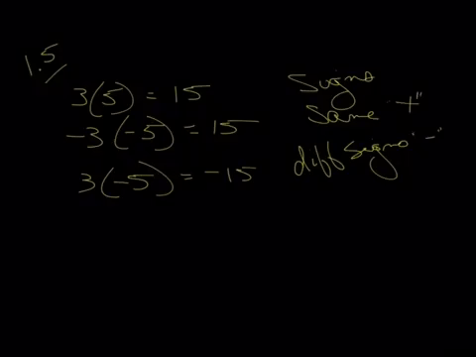Doesn't matter what order it is. If I had -3 times +5, the signs are different. So you just multiply the number and you put a negative sign in front of it because the signs are different. Okay, so that is the key part of the multiplication. And when you're dividing, it's the exact same thing. If the signs are the same, your answer is positive. If the signs are different, your answer is negative. And we'll get to that pretty quick.